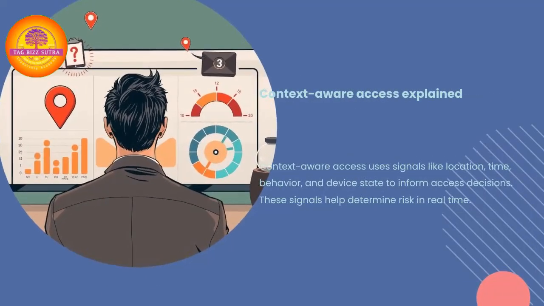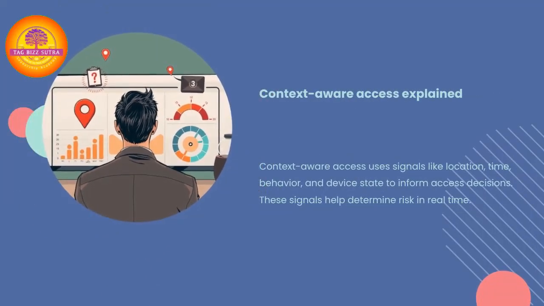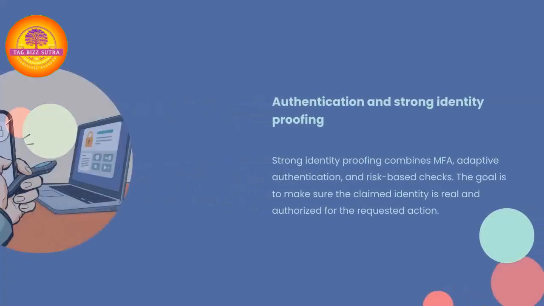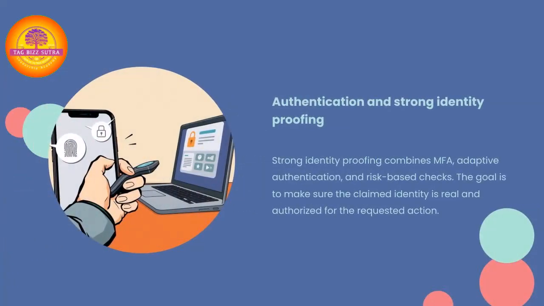Context-aware access uses signals like location, time, behavior, and device state to inform access decisions. These signals help determine risk in real time. Strong identity proofing combines MFA, adaptive authentication, and risk-based checks. The goal is to make sure the claimed identity is real and authorized for the requested action.